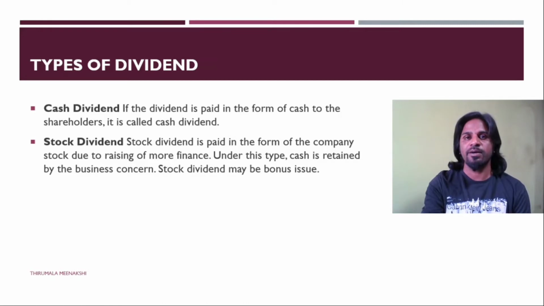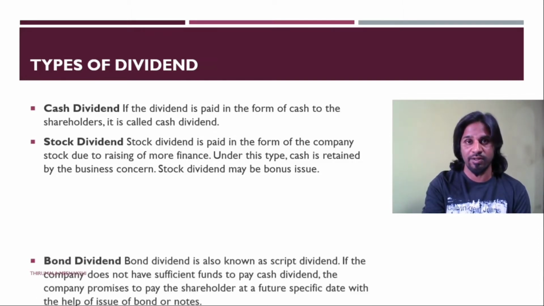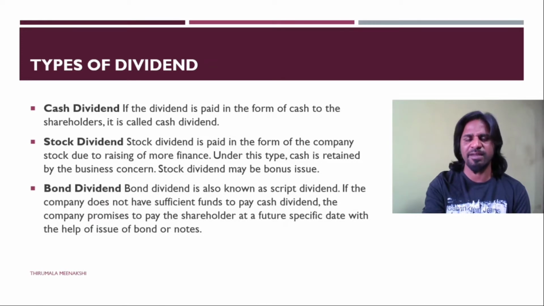The third example: the company is not having cash, and the company doesn't want to raise enough finance for further needs. In such a case, the company might get cash in the future. The company will give a bond, also called a script, which is in writing and will specify the amount that has to be paid and the date on which it will be paid. That form of dividend we call bond dividend.